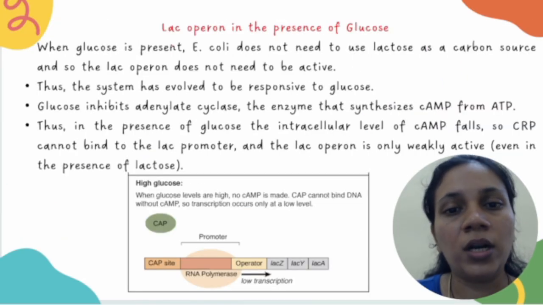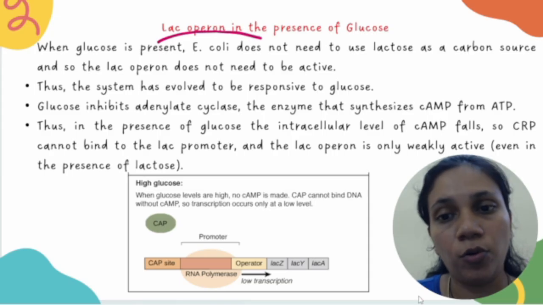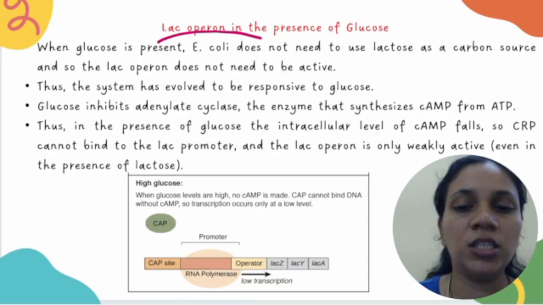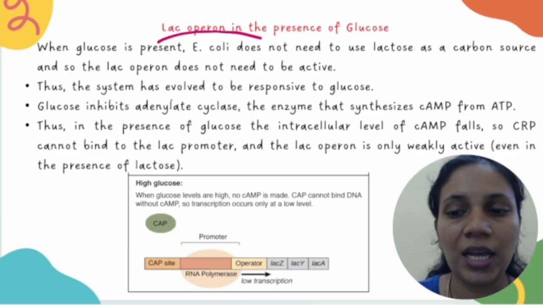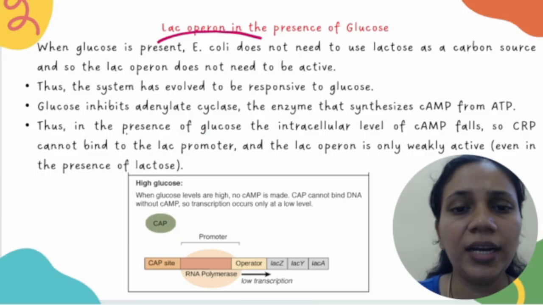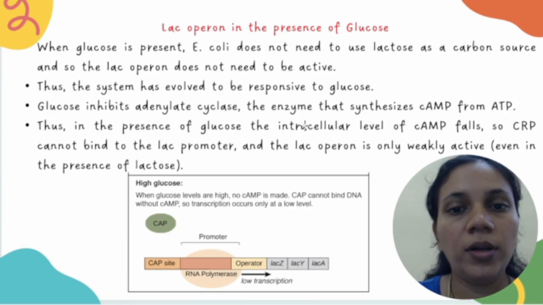So now what happens to lac operon when there is a high amount of glucose? That is just going to be the opposite of what we have already studied. If there is a high amount of glucose, automatically your adenylate cyclase, okay. So now let's see what happens to lactose operon in presence of glucose.